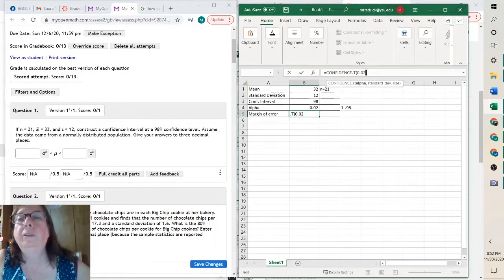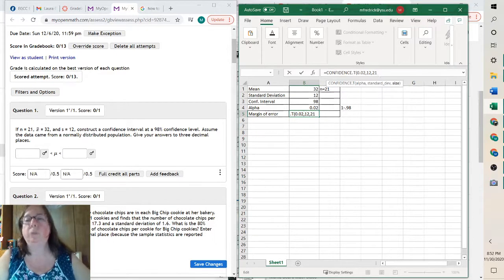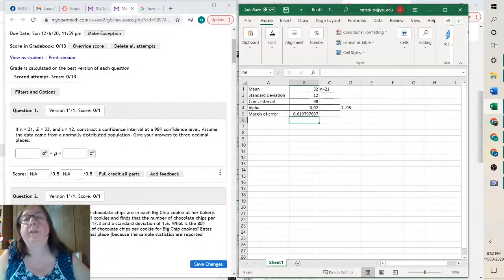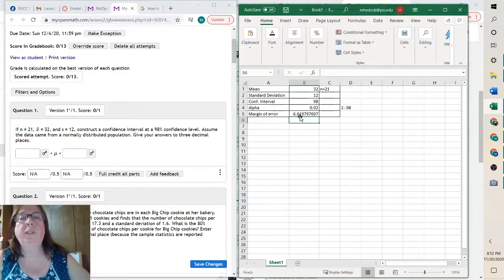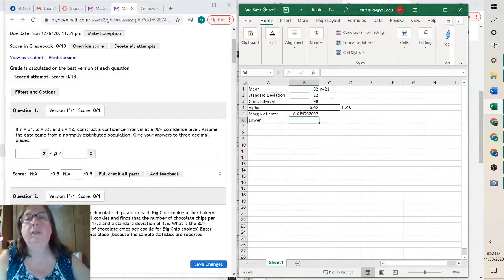So 0.02 alpha, comma, standard deviation was 12, and the sample size was 21. There we go. So this is our margin of error. Now to find the lower value, over here, put equals, and it's the mean minus the margin of error, and hit enter.